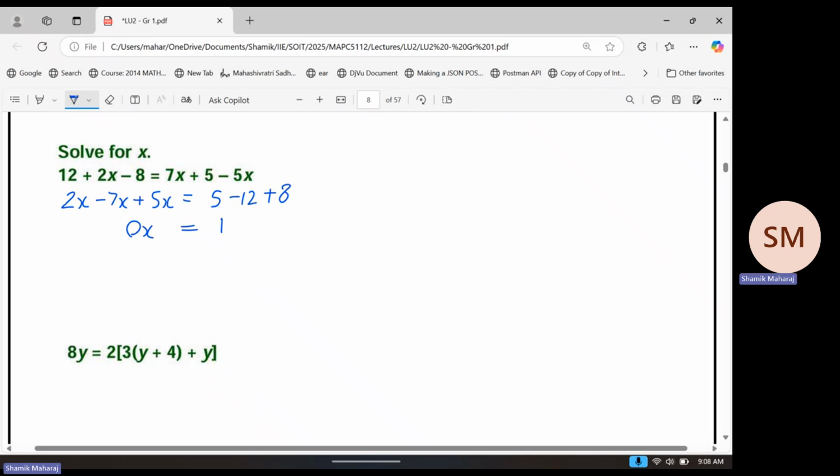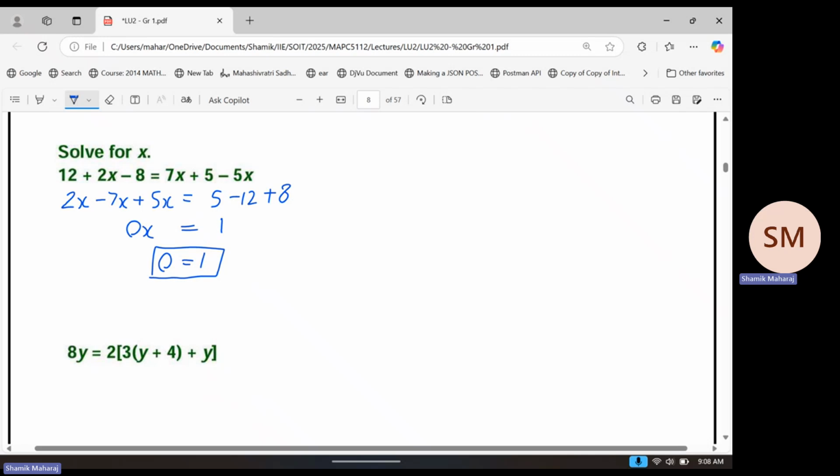So 0x, which is the same as 0, is equal to 1. Okay. Did you guys get something like that? Now, the question is: is this a valid statement? It isn't, right? But we did everything mathematically correct. We didn't cheat anywhere, and we end up with something which is not true. So we've got to know how to deal with these cases.